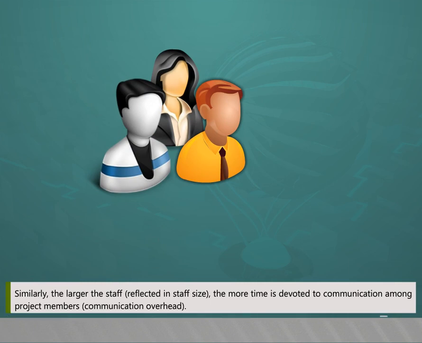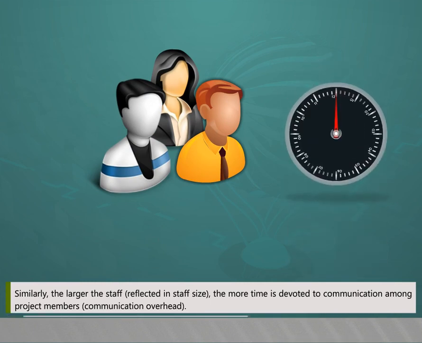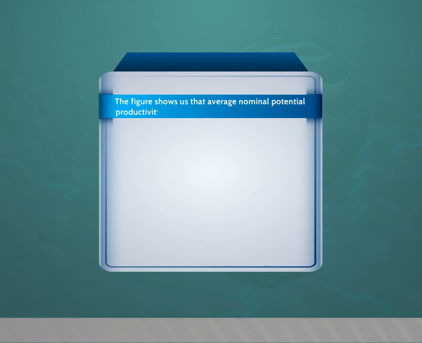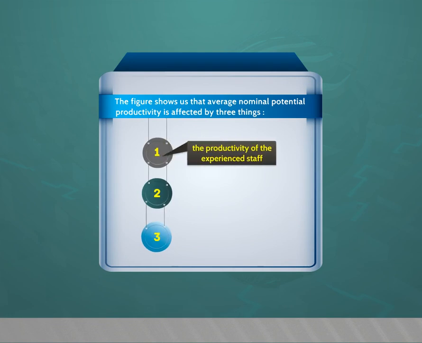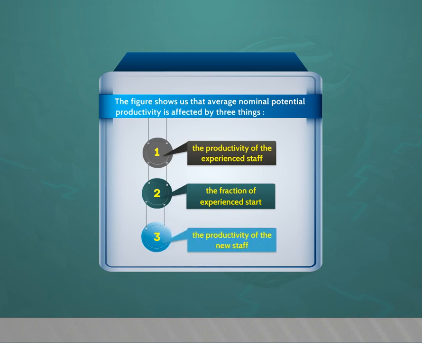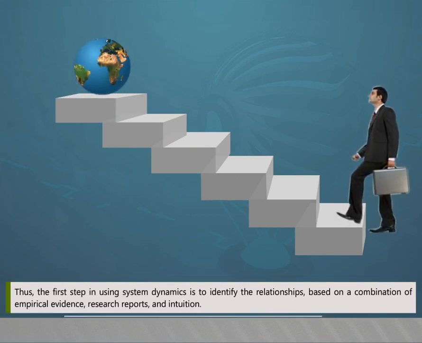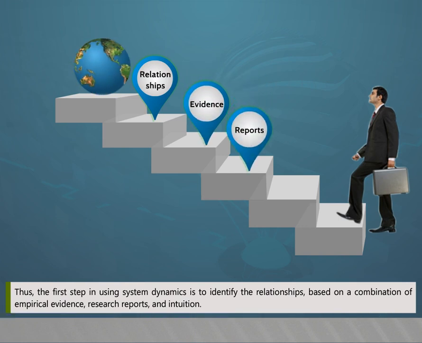Similarly, the larger the staff, reflected in staff size, the more time is devoted to communication among project members, called communication overhead. The figure shows us that average nominal potential productivity is affected by three things: the productivity of the experienced staff, the fraction of experienced staff, and the productivity of the new staff. Thus, the first step in using system dynamics is to identify the relationships based on a combination of empirical evidence, research reports, and intuition.